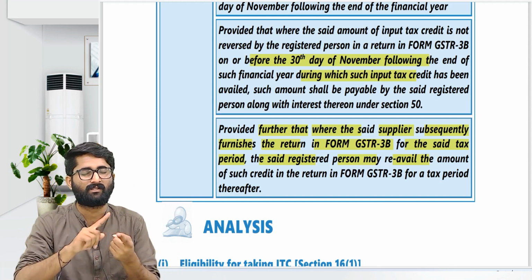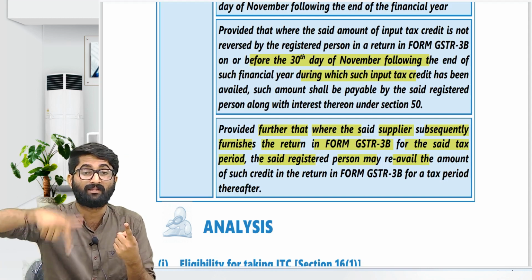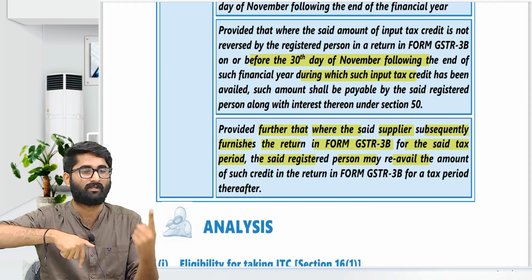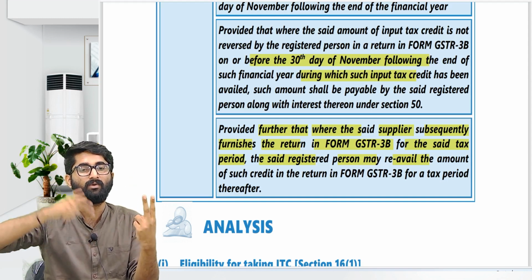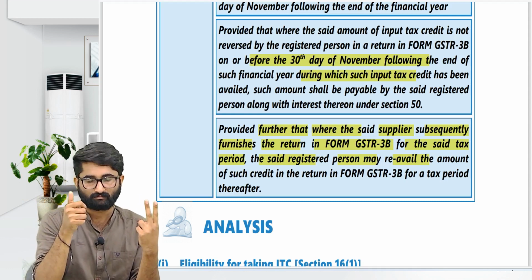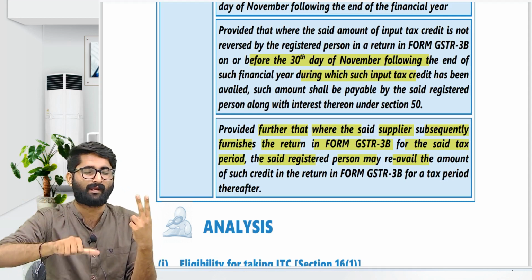Basically, section number 16 subsection 1 says a registered person can avail ITC provided he is using those goods or services for his business purpose. That is section number 16 subsection 1. Section number 16 subsection 2 has the conditions, TR. One is that a tax invoice should be there, only then you can take ITC.